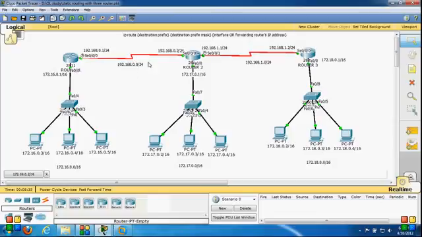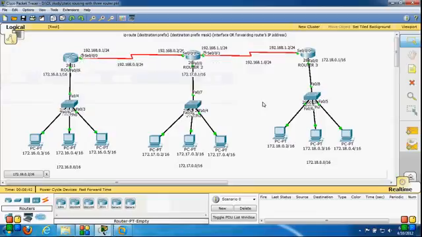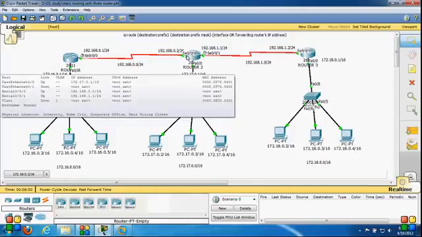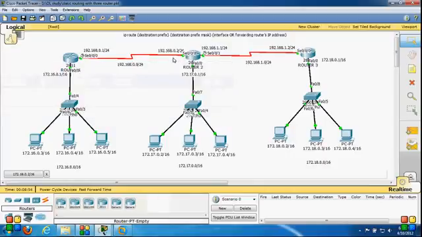Interface means I can also provide the exit interface here, or I can add one next hop. Next hop means if I want to communicate with 172.17.0.0, then I have to go to the router via serial 0/0/0. So I have to provide the next hop IP address as 192.168.0.2. So now let's start the configuration.